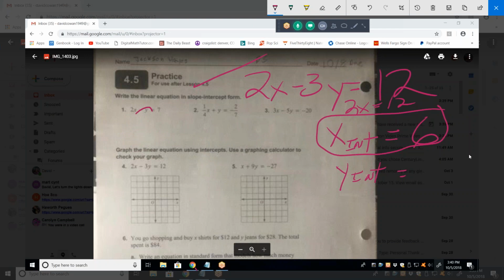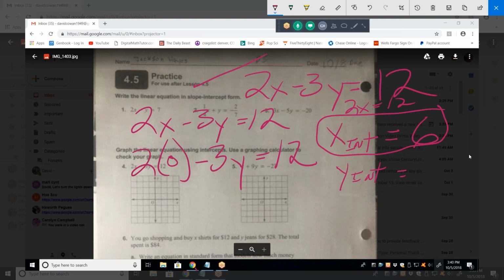Okay, here's what I'm doing. This is my equation. Trying to figure out the y-intercept. So I'm going to let x equal 0. 2 times 0. That's always the first step, is to let the other variable be 0.